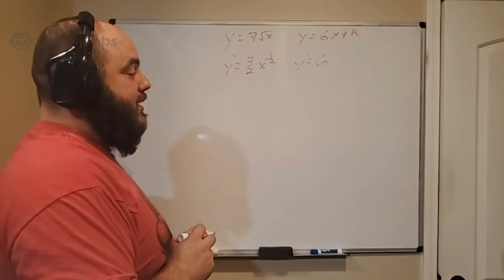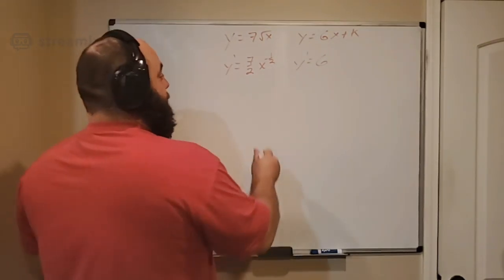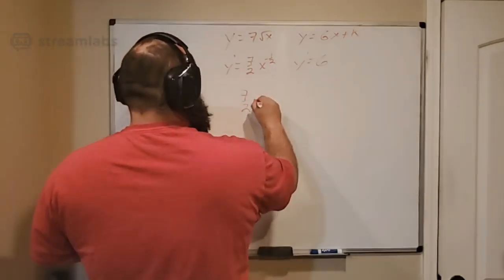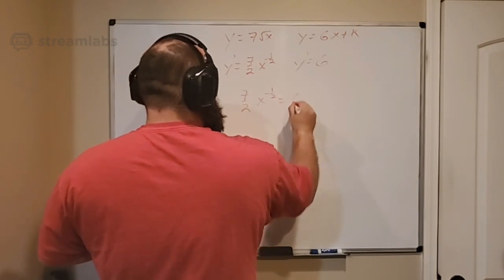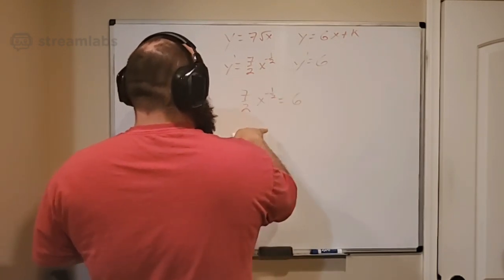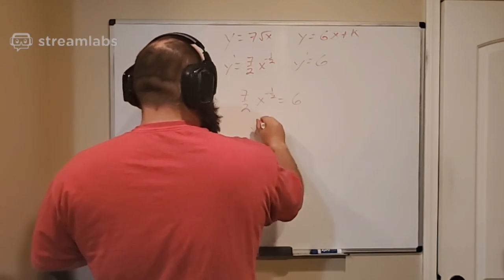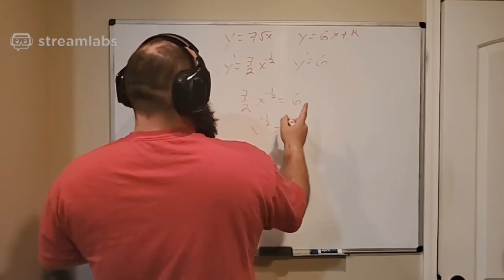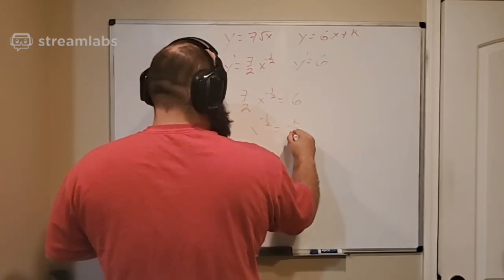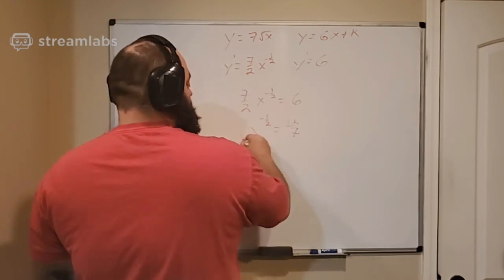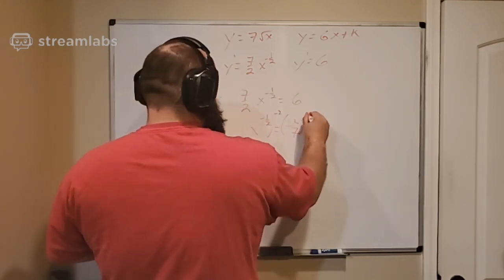So I know 7 halves x to the negative 1/2 is equal to 6. So then x to the negative 1/2 is equal to 12 over 7. I'm going to raise both sides to the negative second power. So x will be equal to 49 over 144.